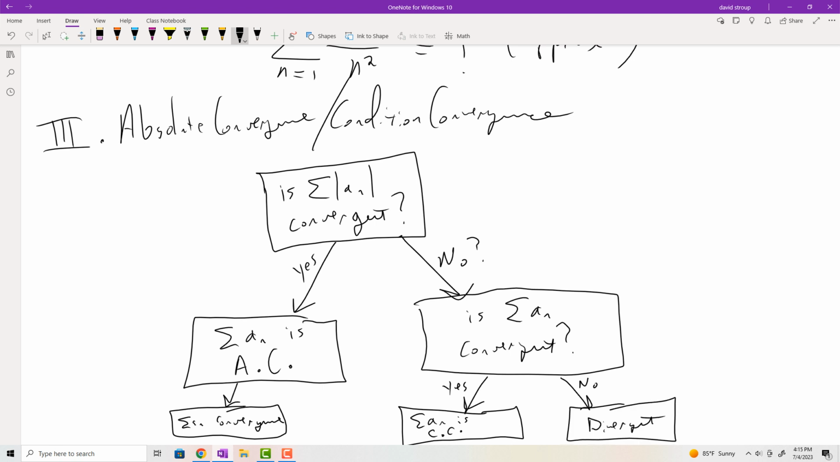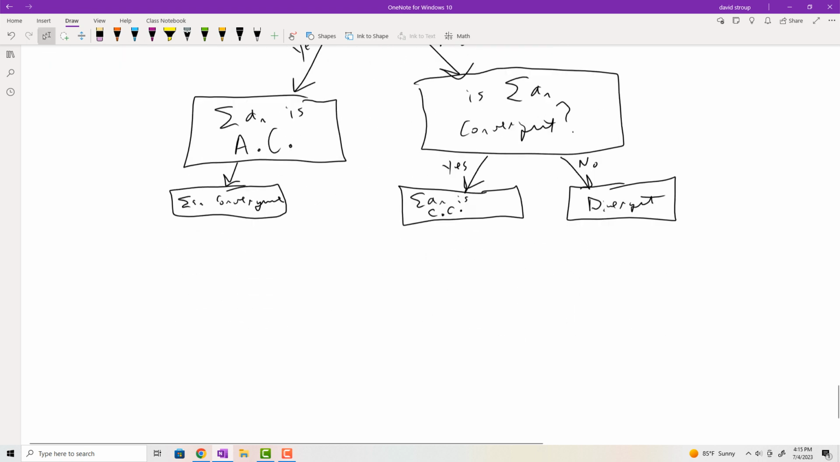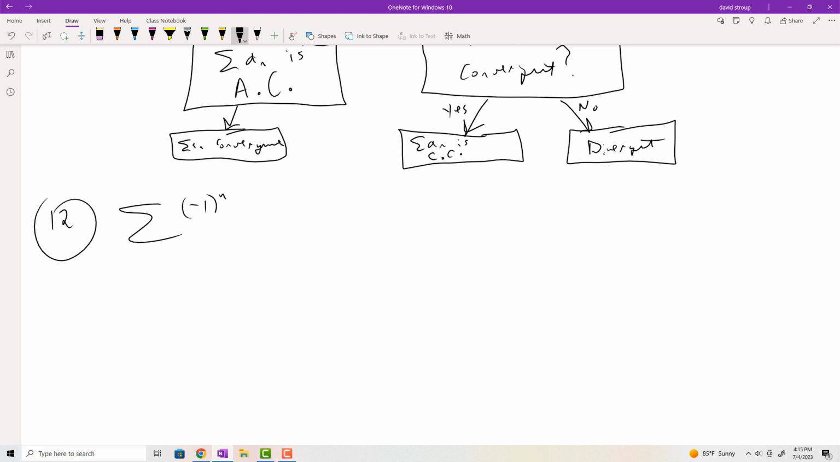So this determination process is a little bit lengthy. Worst case scenario, you'll have to go through basically 2 tests to make your conclusion. Okay, let's go ahead and take a look at number 12. I have the series (-1)^n over n factorial. So first I consider the series of the absolute value of those terms.